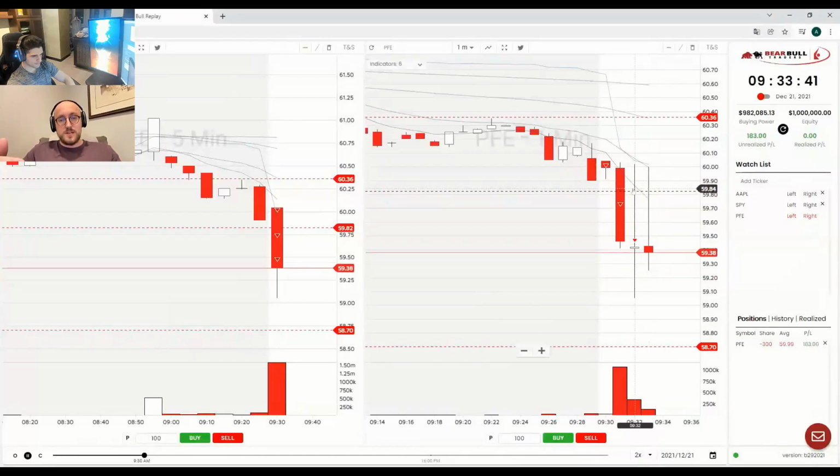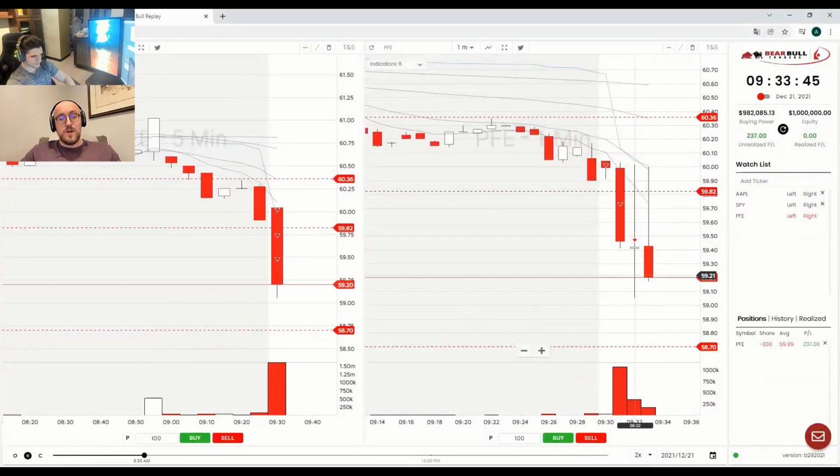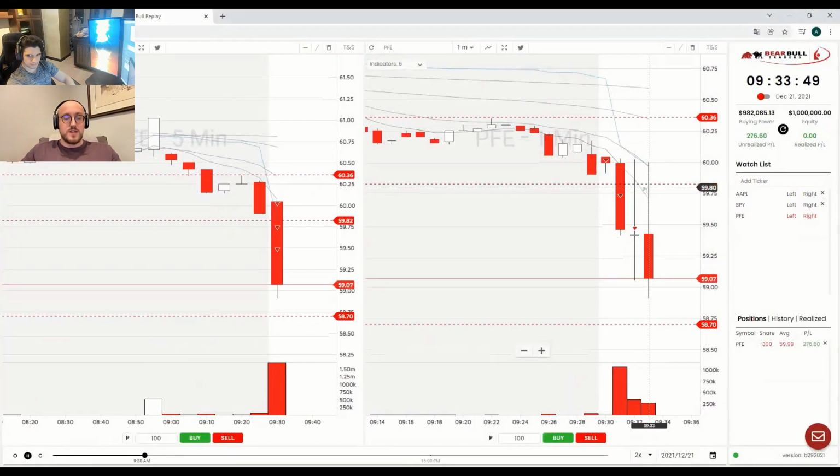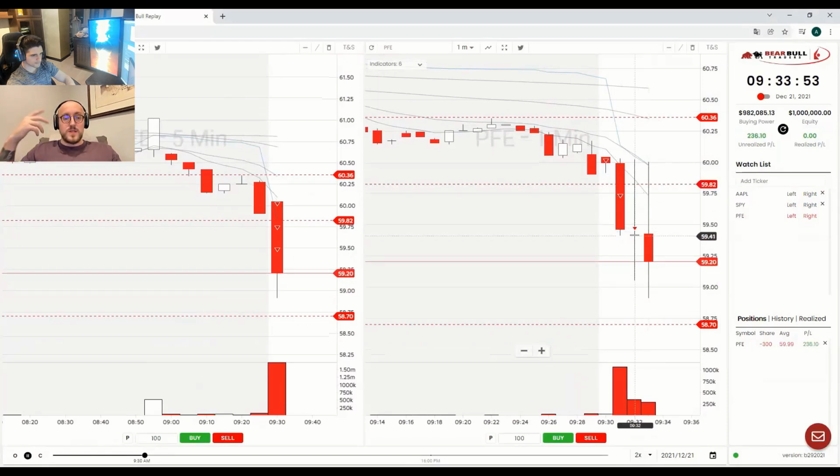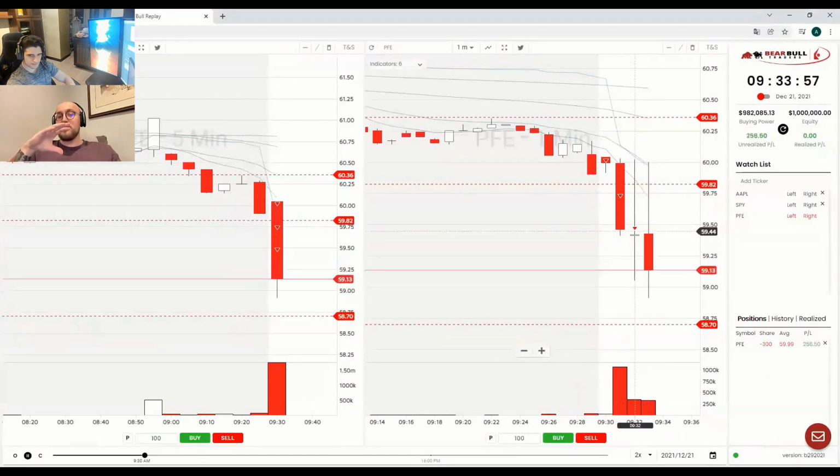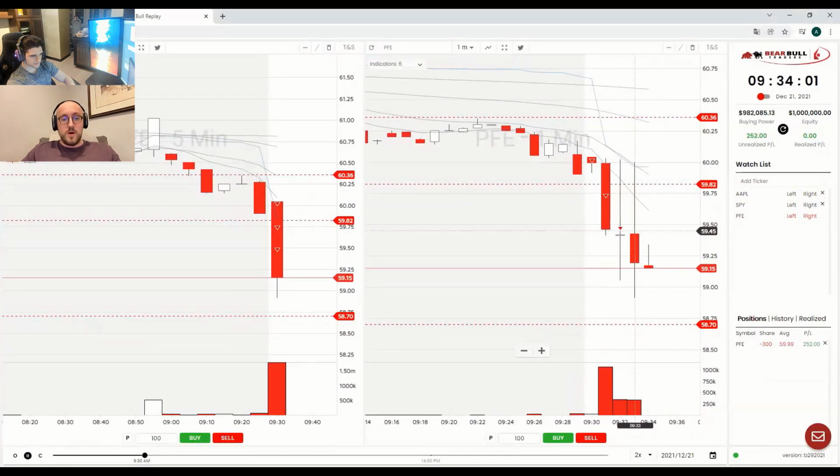So once price broke down 59.84, there was momentum that actually continued in the trade direction. But once again, this isn't coming from a 1 minute ORB down just because the 1 minute opening range was broken.